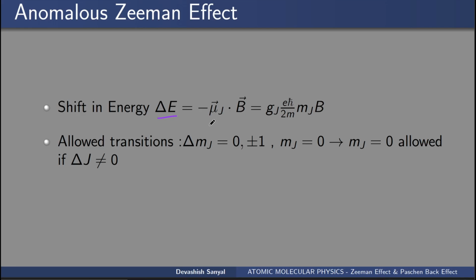So the interaction between the magnetic moment due to j and B is, of course, minus mu_j dot B, and immediately I can write this in terms of the Landé factor: g_j times e h bar by 2m, times m_j, times B. This is the Bohr magneton.